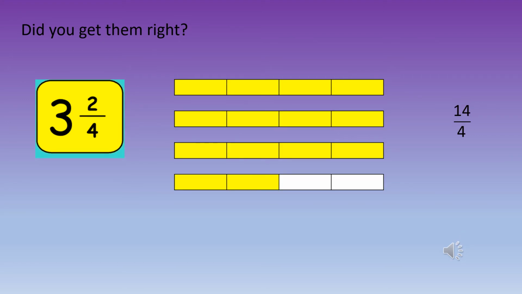3 2/4 would be written as 14/4 as an improper fraction. All 3 of my wholes are completely shaded in, giving you 12/4 altogether shaded in. Then on my last diagram, only 2 of my fourths are shaded in. 12 add 2 is 14, which gives you 14/4 altogether.